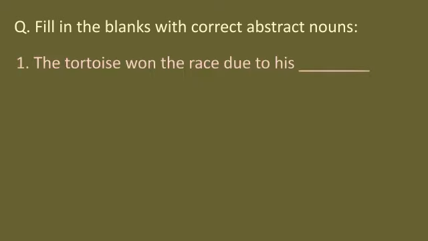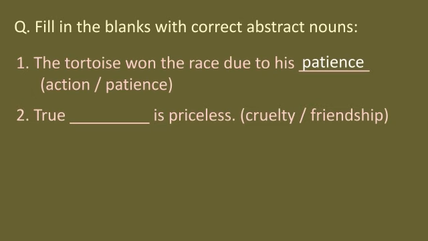Fill in the blanks with correct abstract nouns. The tortoise won the race due to his blank. Action, patience. Answer, patience. The tortoise won the race due to his patience. True blank is priceless. Cruelty, friendship. Answer, friendship. True friendship is priceless.